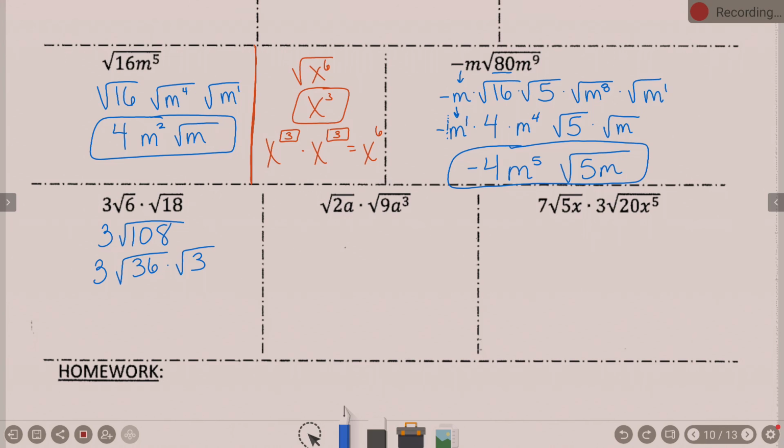Okay, so what happens here? This 3, we dropped down a bit. Square root of 36? 6. Square root of 3? Drop down essentially, right? What can I put together to finish this problem up? 6 and 3. 3 times 6 is 18. Square root of 3.